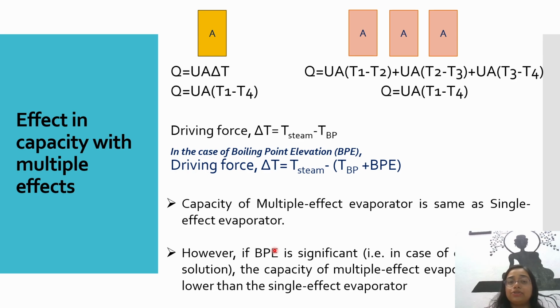So what we have understood is that though steam economy is improved in case of multiple effect evaporation, the capacity will be reduced. Depending upon the scenario or the given conditions, we have to choose which type of evaporator will be beneficial to us. There is no thumb rule that multiple effect evaporation will always be better than a single effect evaporator. We are getting the advantage of steam economy, but we are compromising in terms of capacity.